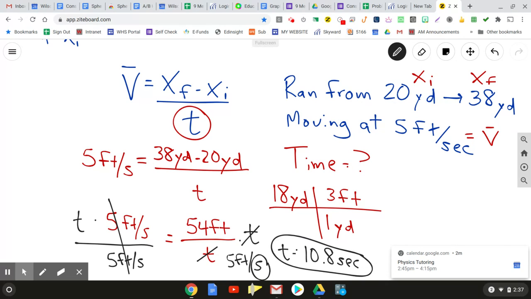So the key thing is, if you are detailed and organized enough to identify the variables that you have and the one that's unknown, then you can use some algebraic problem solving skills to solve for unknown quantities.